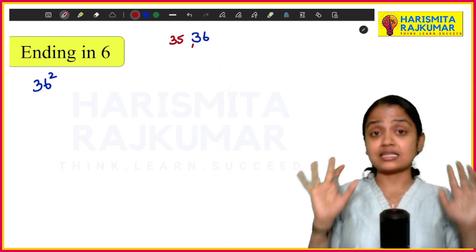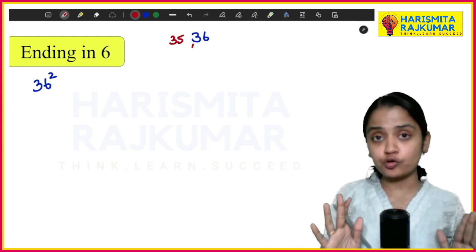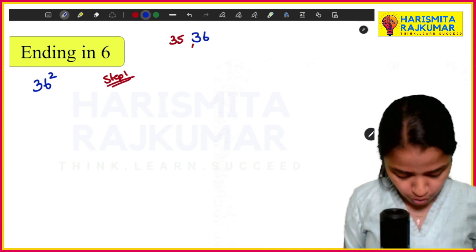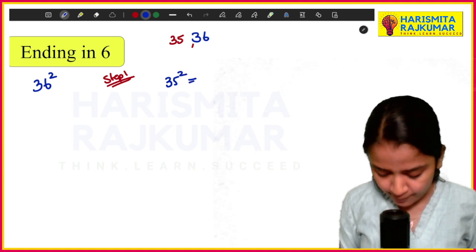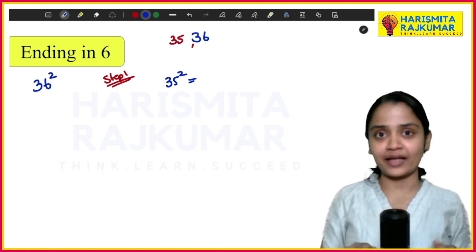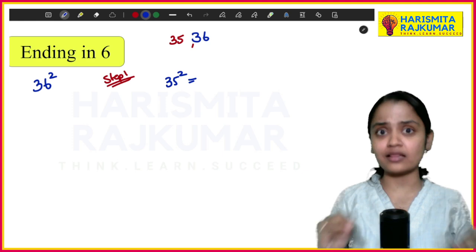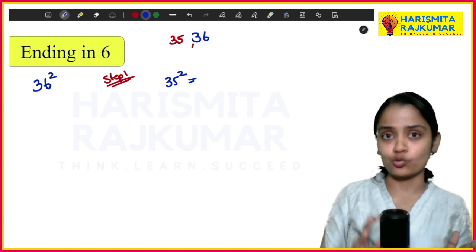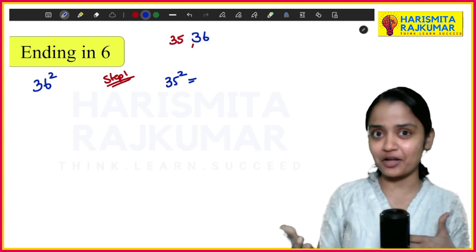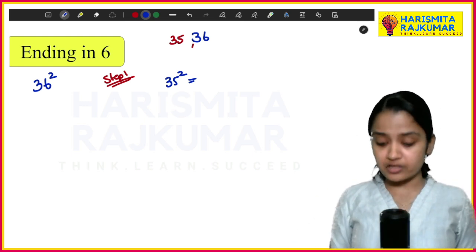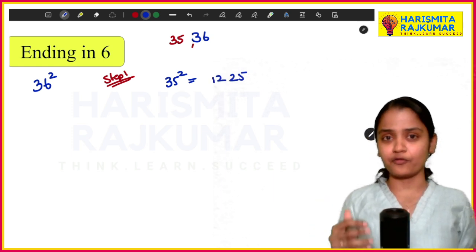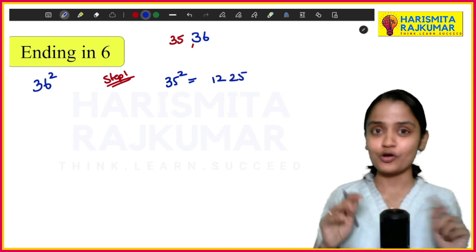Step 1: I have to take the square of its predecessor, so I have to take 35 square. To find squares of numbers ending with 5 easily, I have taken a whole video in part 2. Kindly check part 2 for that. So 35 square is 25, and 3 into 4 is 12, so it is 1225. Yeah, it's confusing, right? Please check part 2 for this.